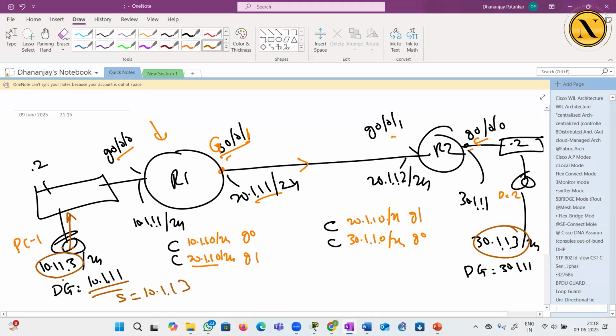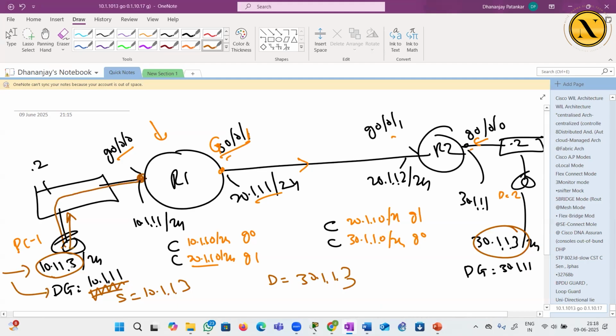10.1.1.3, this one, not this one. And the destination will be 30.1.1.3. So now this PC knows I am in 10 and the destination is 30. It's a different network. So I should send the packet where? To my default gateway, right? So you will send the packet to its default gateway, which is this.